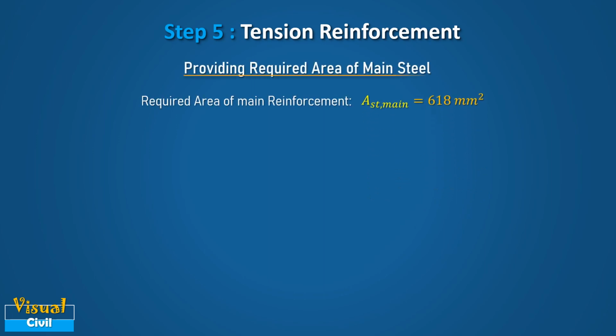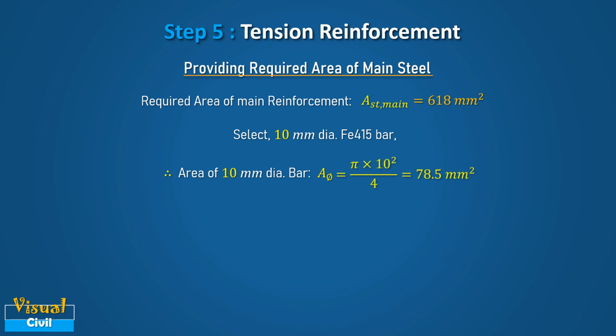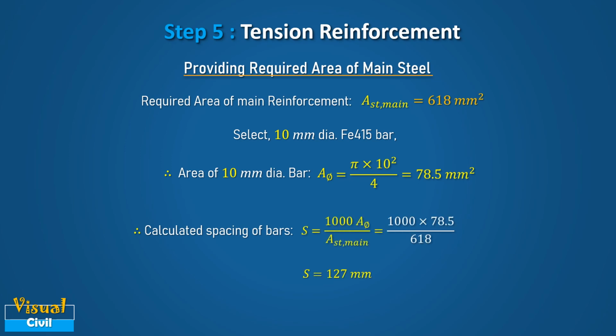Let us fix the diameter and spacing of bars to be provided as tension reinforcement. The minimum bar diameter of the main bar in the slab is 8 mm for Fe415 steel, and the maximum diameter of the bar is 1/8 of the slab thickness. So select the bar diameter as 10 mm. The cross-sectional area of this bar is 78.5 mm squared. Now compute the spacing of bars by considering 1 meter width of a slab. Here we get the spacing equal to 127 mm.